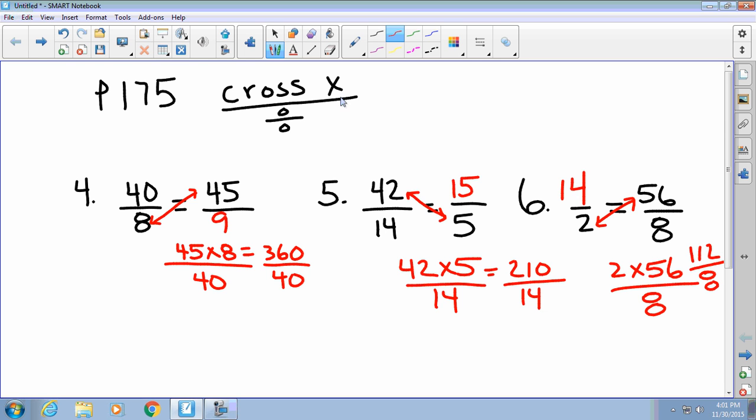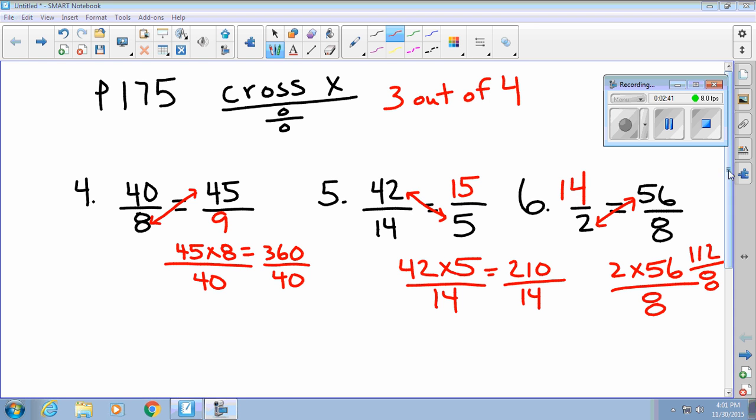Now, for cross multiply and divide, there are a couple other ways that we can find our answers, and some of you might figure that out. But for cross multiply and divide, anytime you are given 3 out of the 4 numbers that you need, you can cross multiply and divide and find the missing piece. Once again, page 175, dealing with finding the missing piece when you cross multiply and divide.